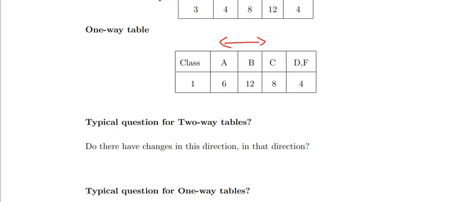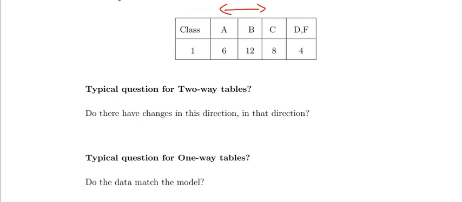So maybe the most interesting question for a one-way table is whether the data match the model or match our assumption. We assume that if there is no difference, the percentages are the same, right? We can say changing their percentage is the same, but changing this direction makes a difference. So sometimes we do have those questions, if those questions make sense, right?